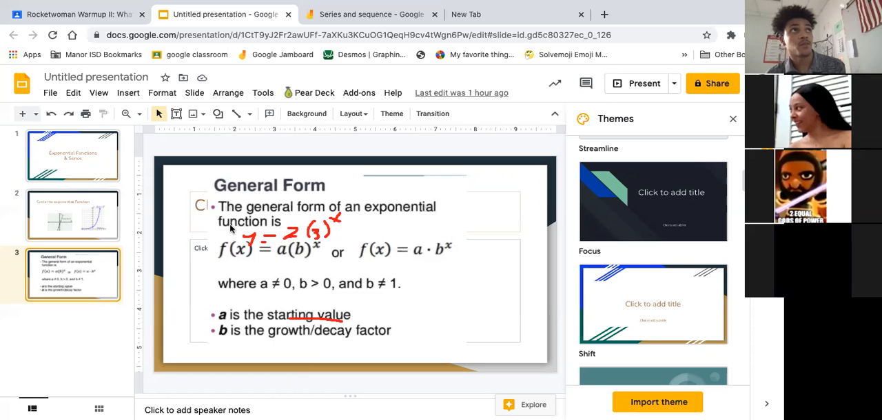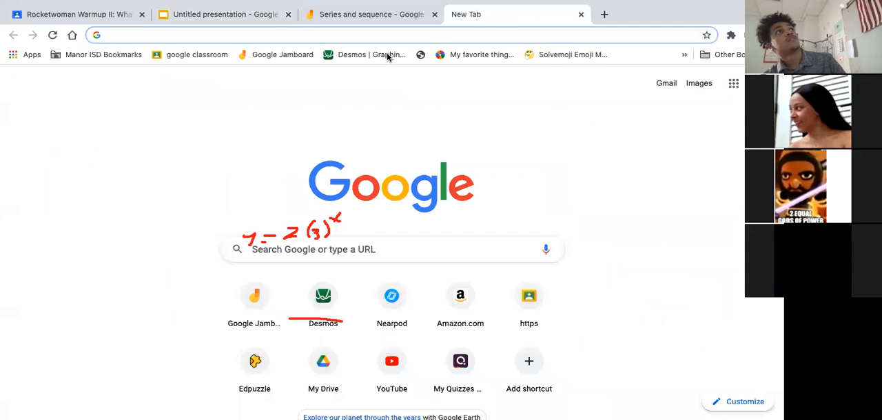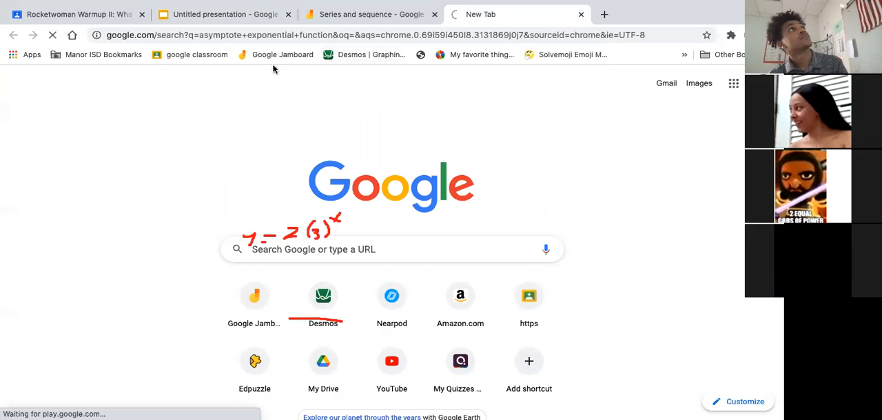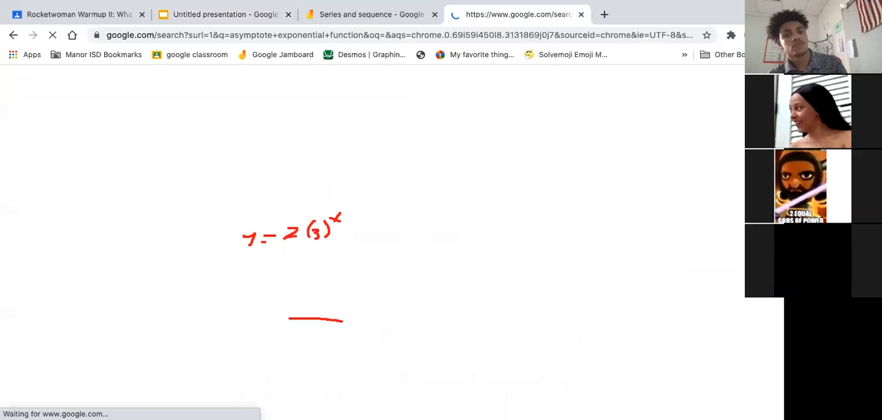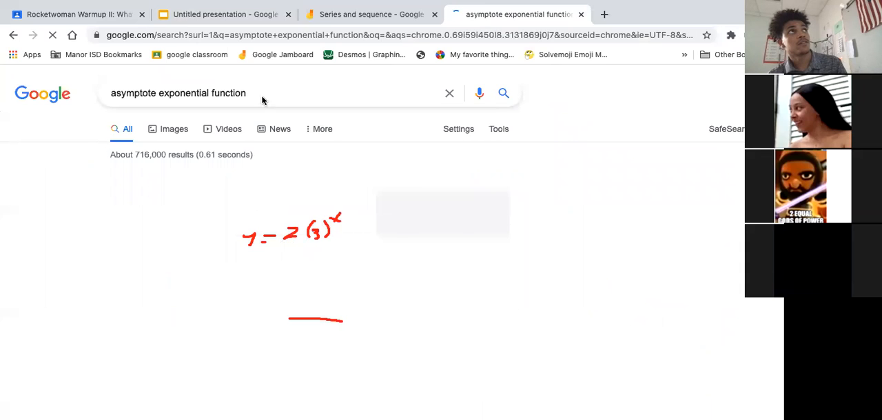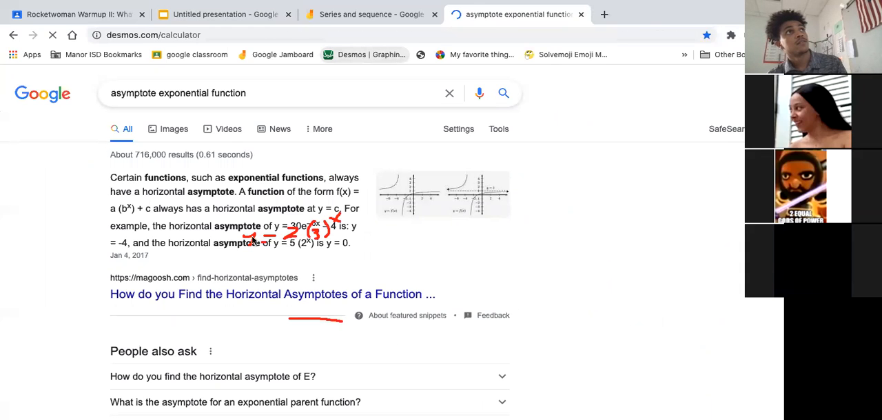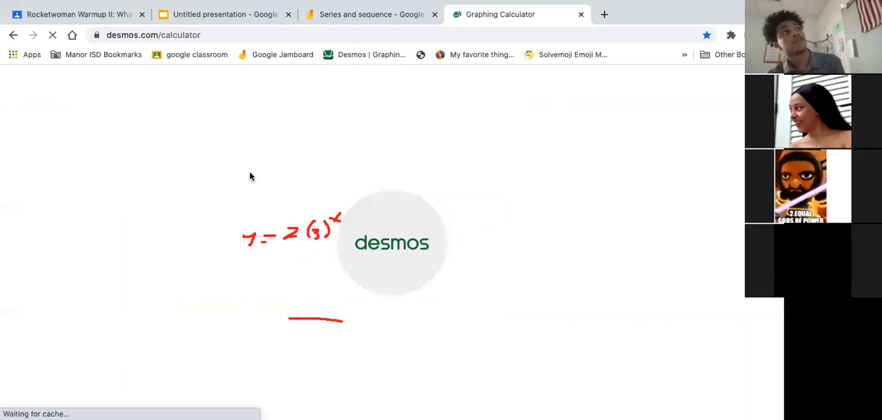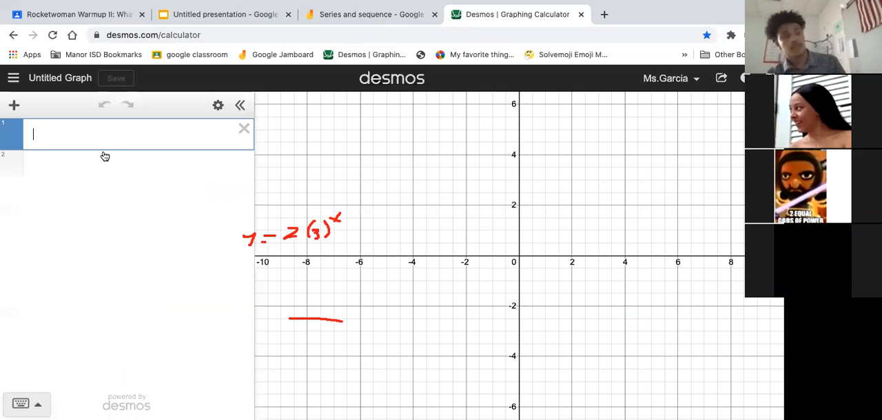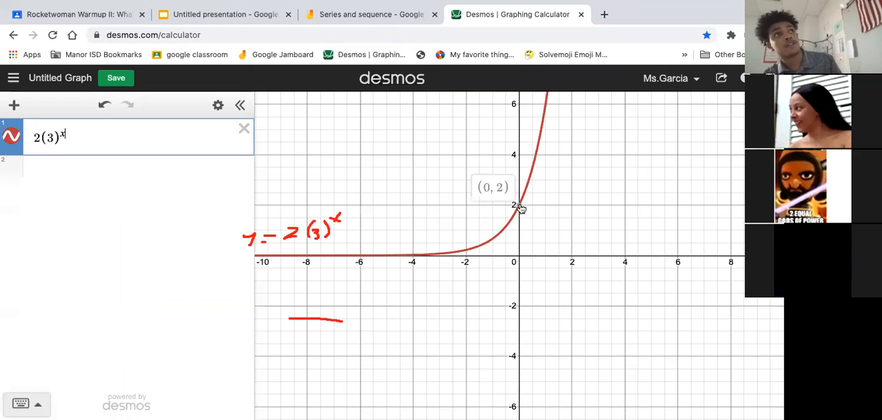It's also oftentimes a y-intercept. So here 2 would be the y-intercept. If I graph y equals 2, parentheses 3 to the x, 2 would be the y-intercept. So I'll graph y equals 2, parentheses 3 to the x to show you that 2 is the y-intercept. Maybe 10 billion years later, Desmos will load. Let's see, all right. So 2 parentheses 3 to the x. You can see here, 2 is the y-intercept.